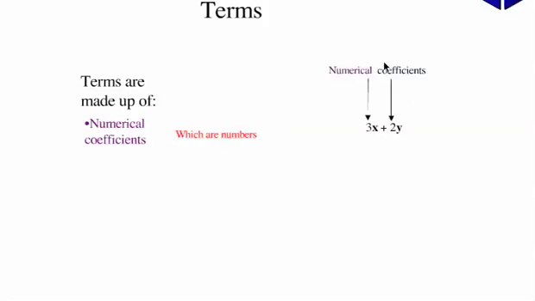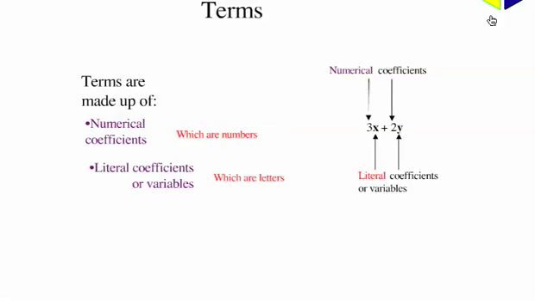Okay? Terms are made up of numerical coefficients, which are numbers. So 3x plus 2y. The numerical coefficients are the 3 and the 2. Okay? And terms are also made up of literal coefficients, which are letters. Okay, this is a binomial, so it has two terms. So the first term has a numerical coefficient of 3 and has a literal coefficient, or letter, of x.